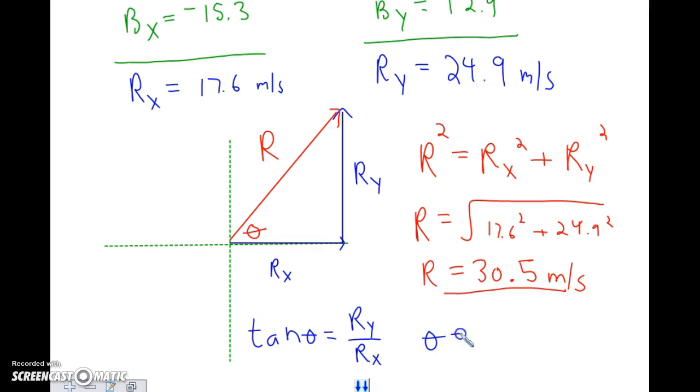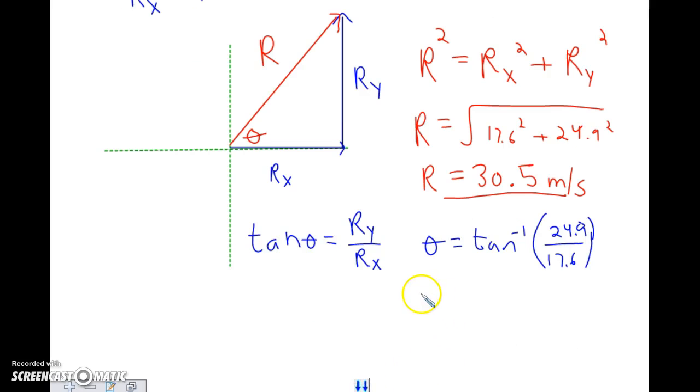Solving that for theta, I get theta is equal to the inverse tangent, now I'll plug in the numbers, of 24.9 divided by 17.6. Again, excuse me for a moment while I run those numbers and make sure I'm in degree mode. 24.9 divided by 17.6. I'm going to inverse tangent that number, and I get, rounded to one decimal place, 54.7 degrees.